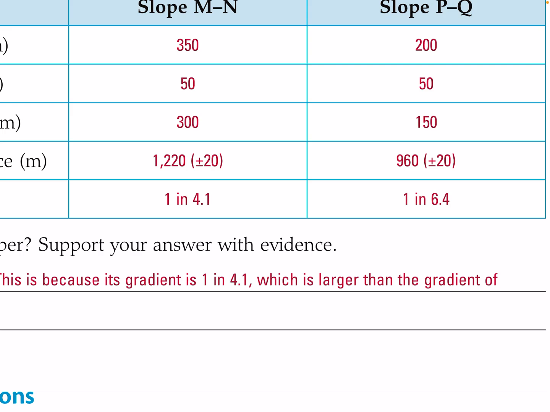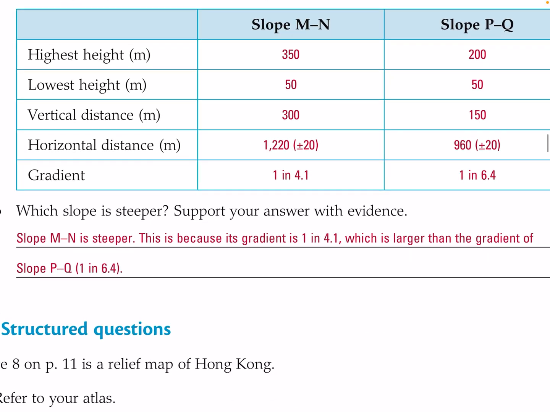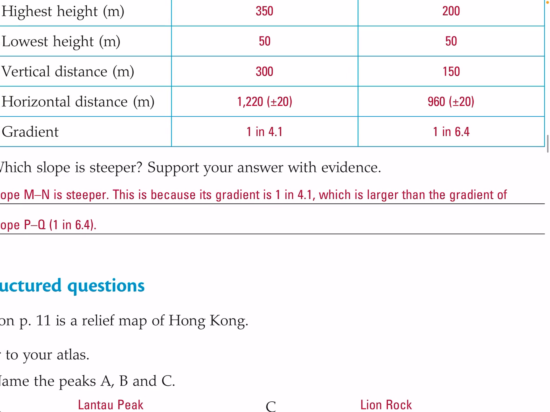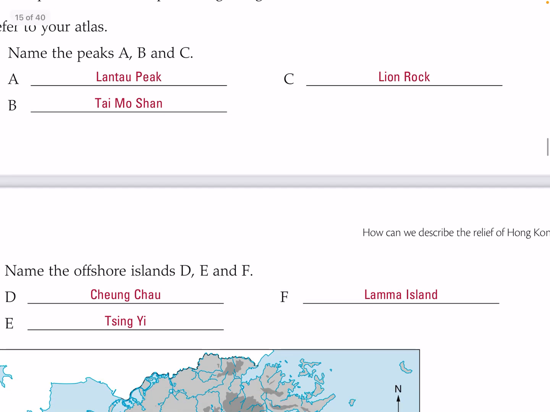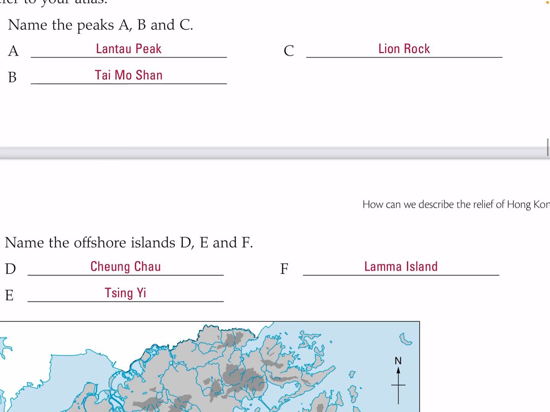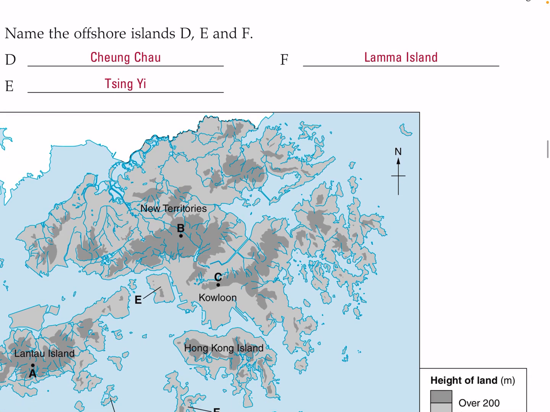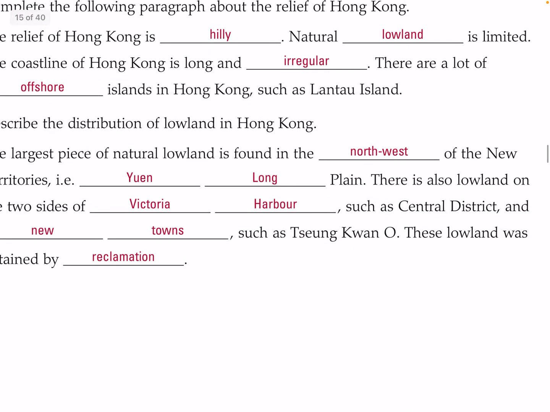960 over 150, so accordingly 9.4. Okay, so slope M and N is steeper because the gradient is 1 to 4.1, which is larger than the gradient of slope P and Q. Okay, peaks A, B, and C are Lantau Peak, Tai Mo Shan and Nine Pin, and then the offshore islands: D is Cheung Chau, E is Ching Yi, and F is Lantau Island, Lamma Island, sorry.